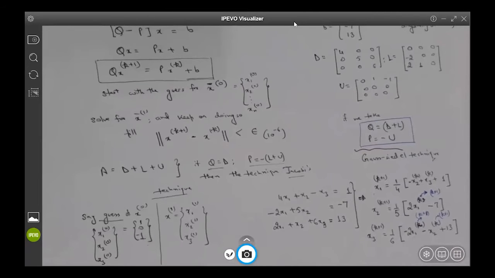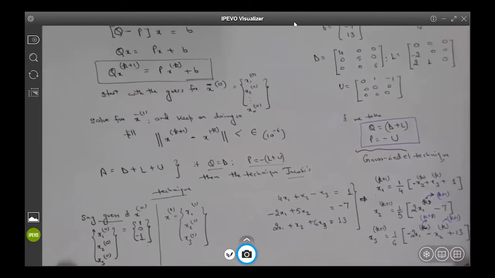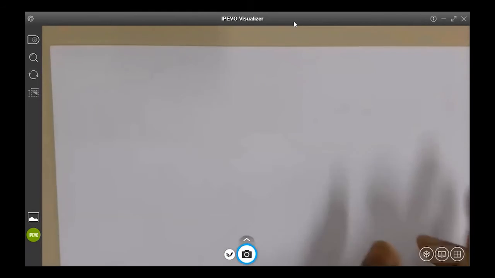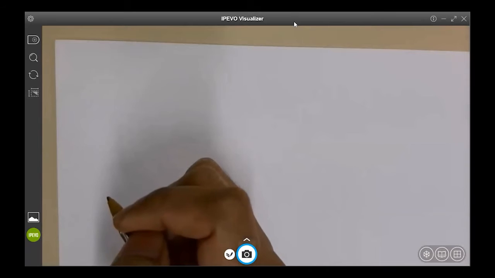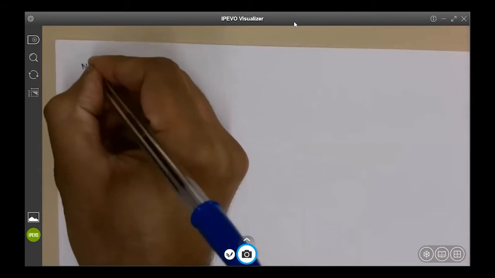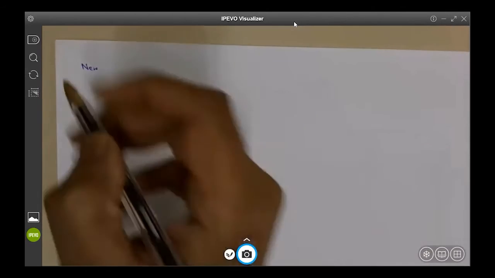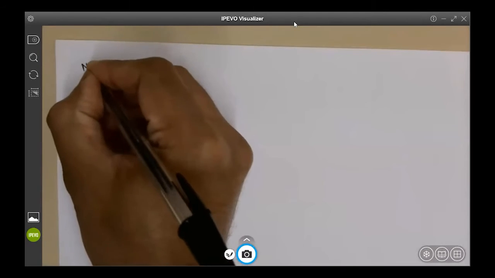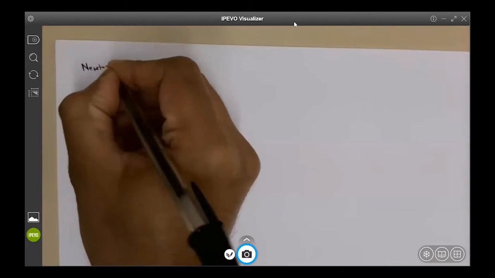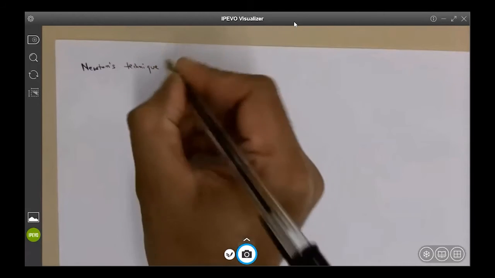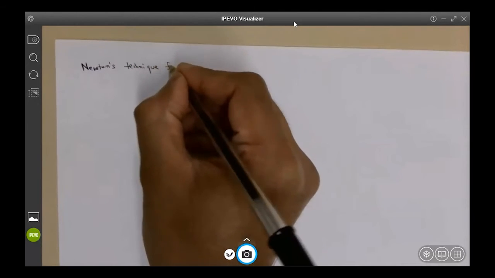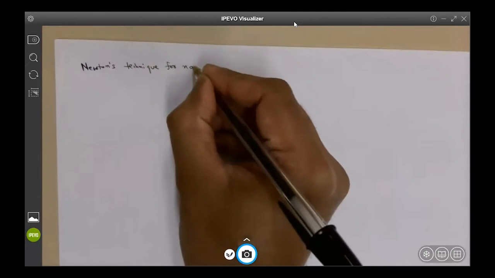At this point, Professor. Okay. So that basically completes our discussion on the matrix solution of equations. The next topic is about Newton's technique for nonlinear system of equations. So far we have done it for linear.